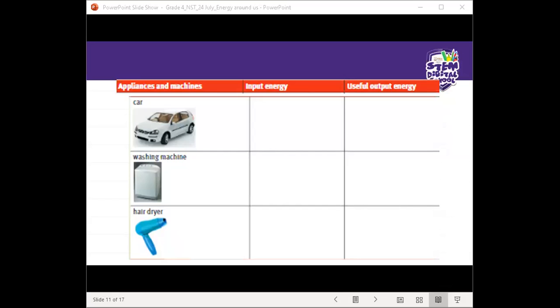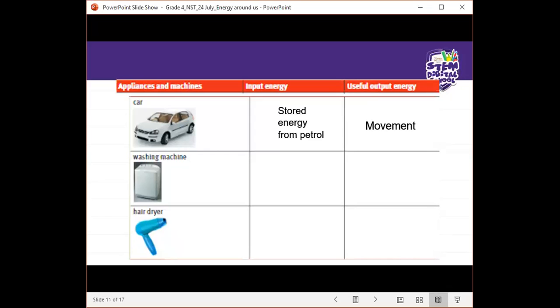You're welcome, ma'am. Awesome. Okay, let's see, the input energy is stored energy from petrol, right? And the useful output energy is movement. Because Kiara mentioned speed, and in order for a car to have speed, it needs to move. All right, cool. Then the washing machine, what's the input energy for the washing machine as well as its output energy? And I see hands.